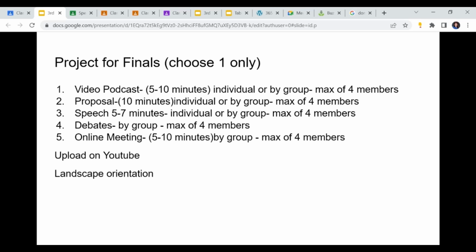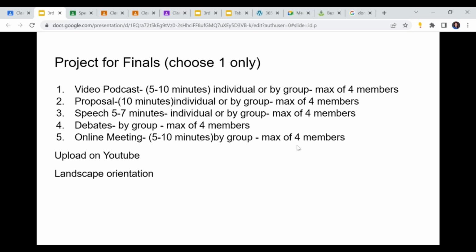By the way, with regard to the speech, you have to think of a certain topic, a situation in your life that you would like to share. And then in this speech, you must be able to make it meaningful. The content must be meaningful, and the purpose is, are you trying to entertain us? Are you trying to convince us? Or are you just trying to inform us? So you must choose which of those purposes you would like to share with your audience.